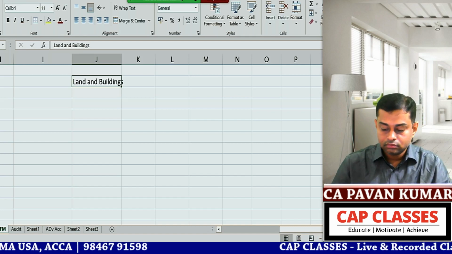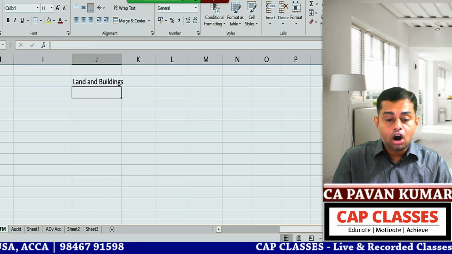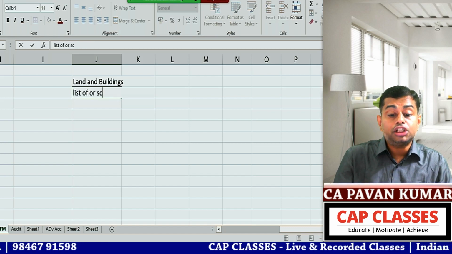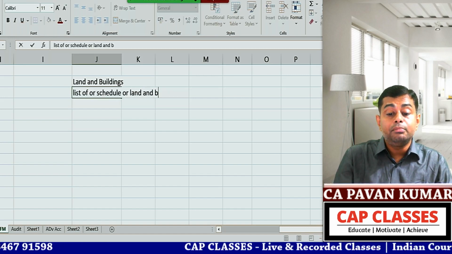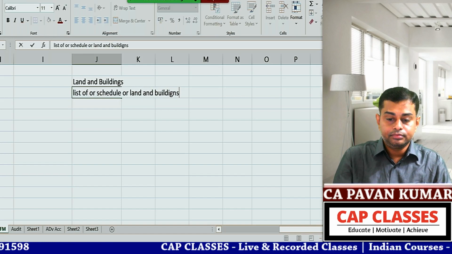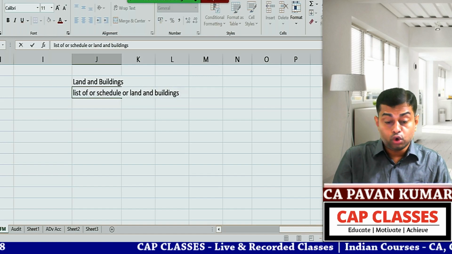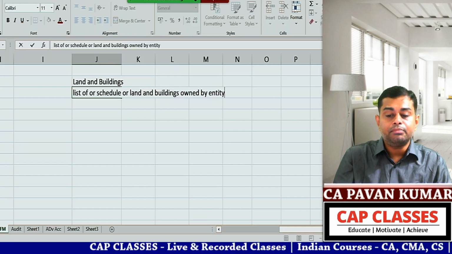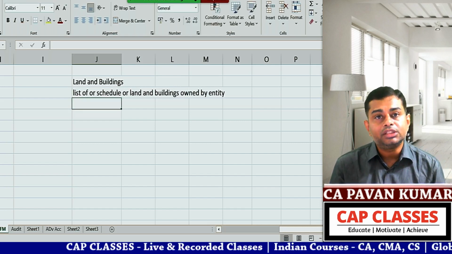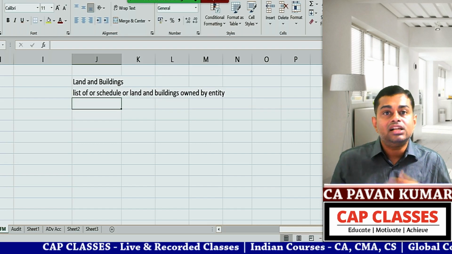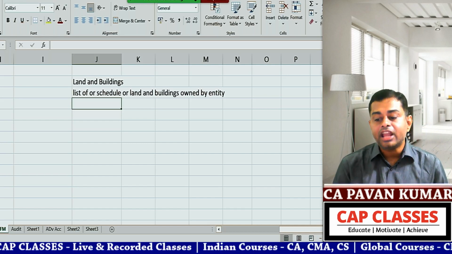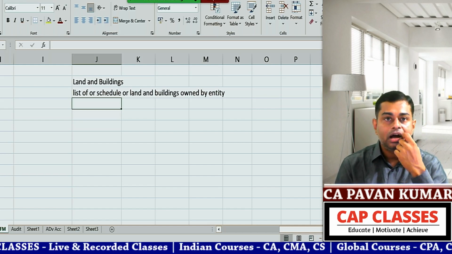Sir, legal documents. First, the auditor shall obtain a list of land and buildings owned by the entity. Title deeds? No. It is a list of land and buildings owned by the entity. For example, you are conducting the audit of a big enterprise, they might have 100 lands and 200 buildings. You are conducting the audit of SBI. How many buildings and lands will SBI have?